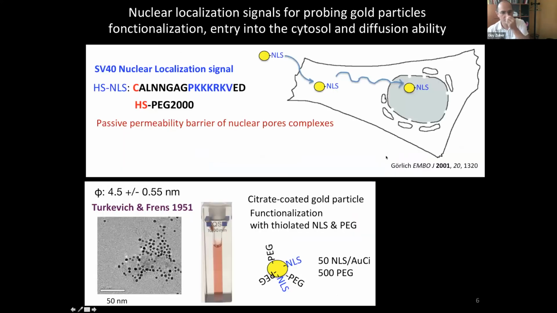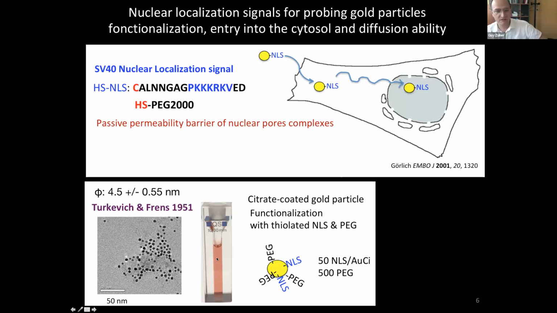So basically, in the first experiment, I just want to show you what happened when we conjugated large, 4.5 nanometer gold particles. You can see them like this.